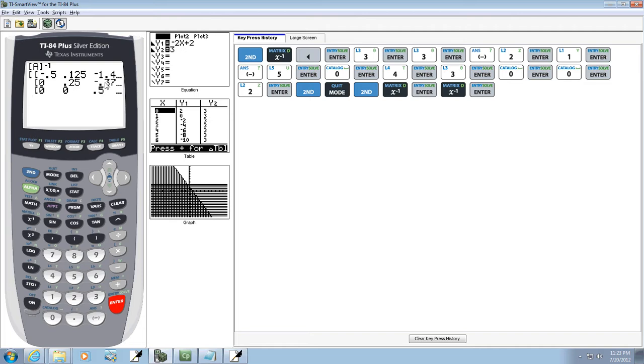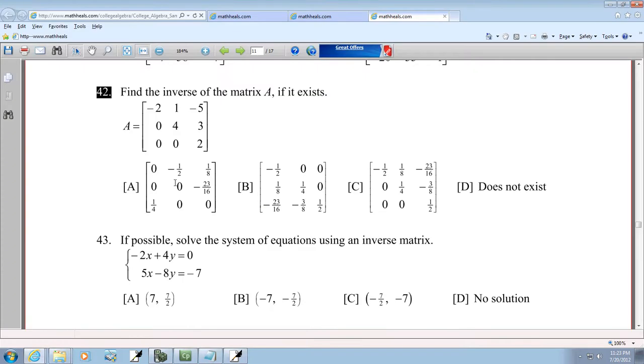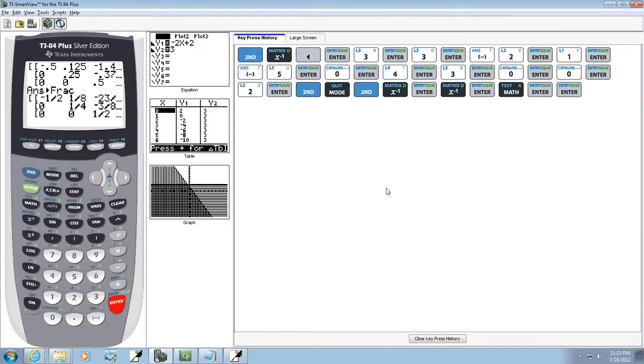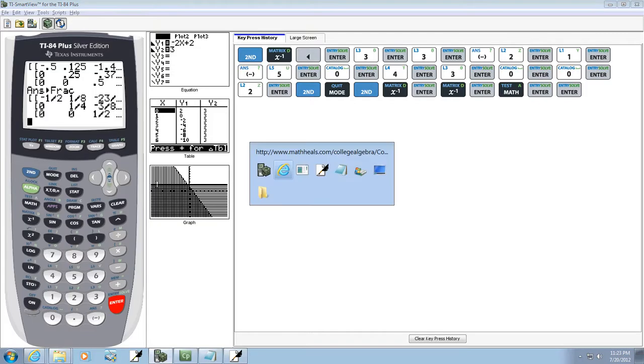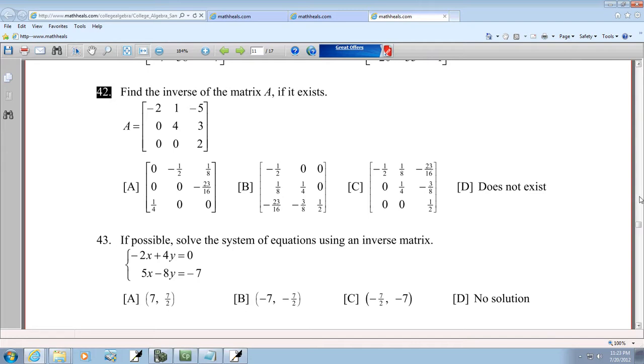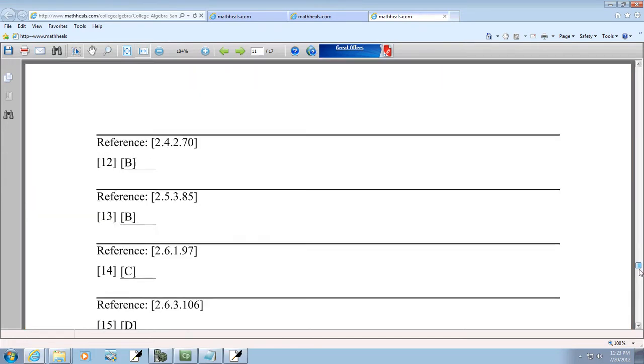And we get decimals, which is okay. We know how to change those to fractions. You do math, enter, enter. And negative 1/2, 1/8, negative 23/16. Looks like C. So 42C would be our answer.